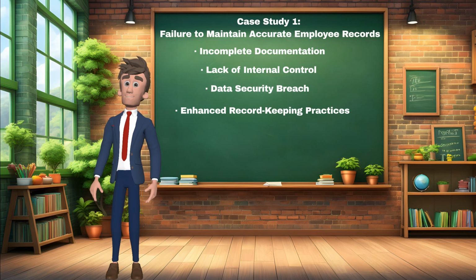Enhanced record-keeping practices. The HR department implemented enhanced record-keeping practices to ensure the accuracy and completeness of employee records. This included updating policies and procedures, providing training to HR staff, and implementing internal controls to prevent future compliance failures. Data security improvements. The company strengthened data security measures to prevent future breaches and protect sensitive HR data. This involved implementing encryption, access controls, and cybersecurity protocols to safeguard employee information and ensure compliance with privacy regulations.